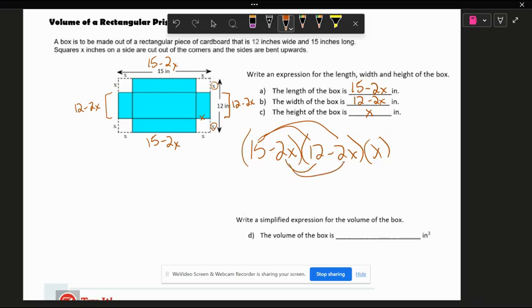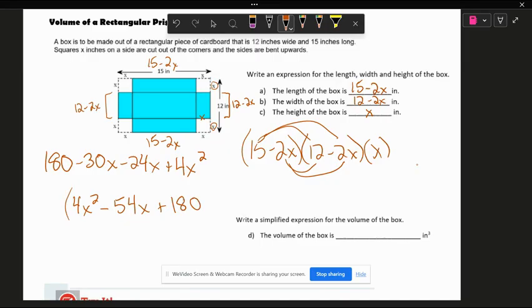We'll do double distribution. So 15 times 12 is 180. 15 times negative 2x is negative 30x. Negative 2x now times 12 is a negative 24x. And negative 2x times a negative 2x is a positive 4x squared. Combine our like terms, and I'm actually going to flip this around and put it in standard form. So we get 4x squared minus 54x plus 180.